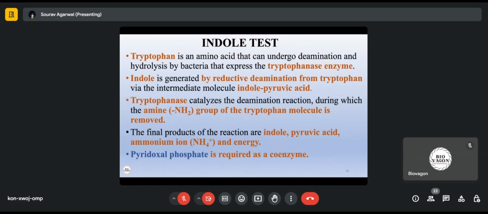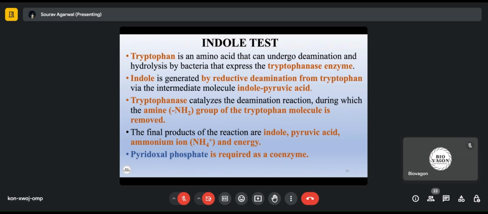In this test, we check if the bacteria is able to produce the enzyme tryptophanase. So what does this tryptophanase enzyme do? Please pay attention, this is slightly complicated. The tryptophanase enzyme will break down the amino acid tryptophan. So how will it do that? There are 2 steps of breaking down tryptophan.